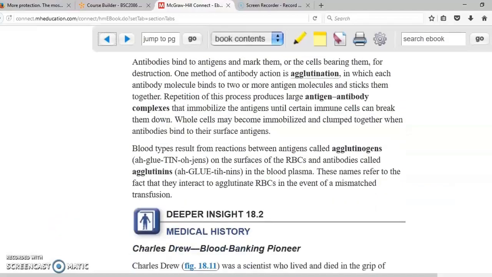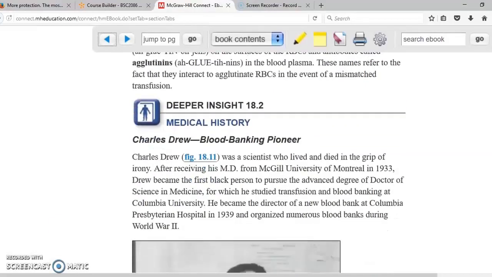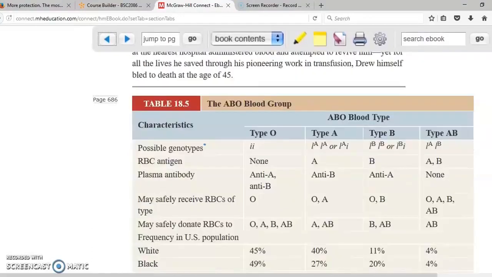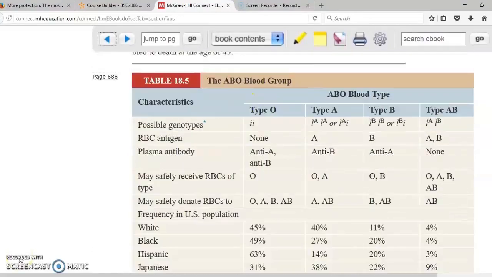Okay, so let's just scroll down. Right here we have medical history. Obviously, we are not going to talk about that. Right here we have a table showing us the ABO blood group. Blood type AB has antigens AB, but no antibodies. Blood type B has antigens B, but antibodies anti-A. Blood type A has antigens A and antibodies anti-B. And blood type O has no antigens, but has antibodies anti-A and anti-B.